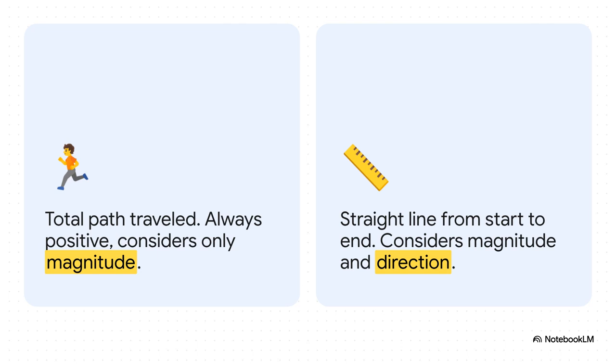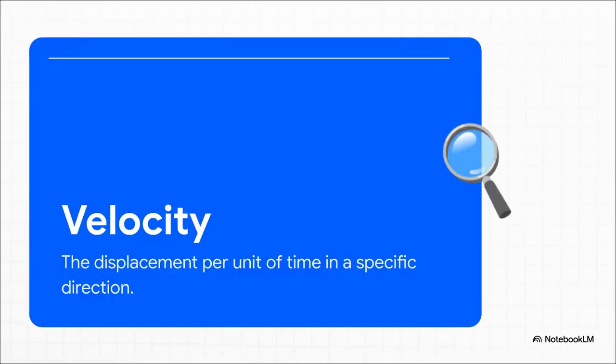Displacement, however, is totally different. It is a straight, direct line drawn from your exact starting point to your exact ending point. It considers both magnitude and direction. So if you finish your jog sitting on the exact same park bench where you started, your displacement is literally 0. So the absolutely crucial point here is how this difference affects speed.